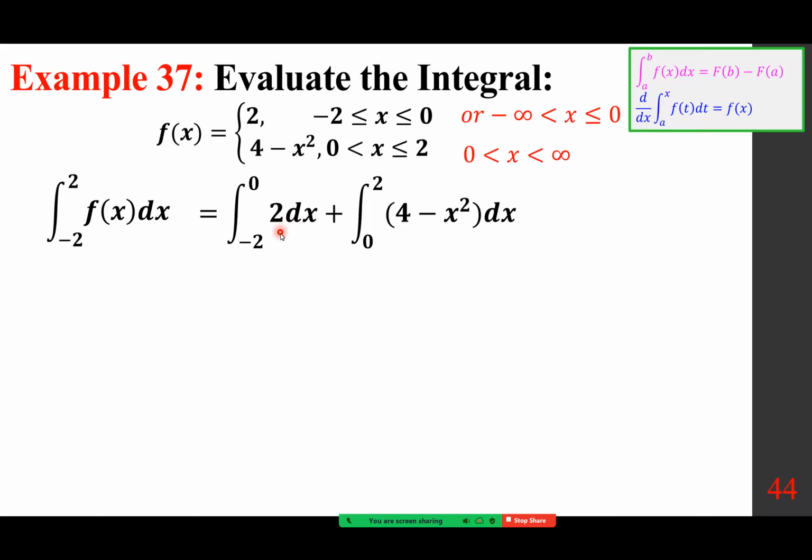This is 2x from negative 2 to 0. This is 4x minus 1/3 x cubed from 0 to 2. You simply plug in. You plug in 0 and then negative 2. You plug in 2 and then 0.